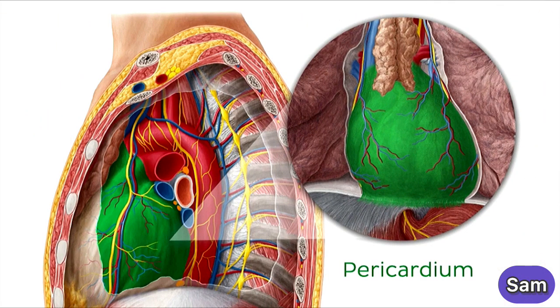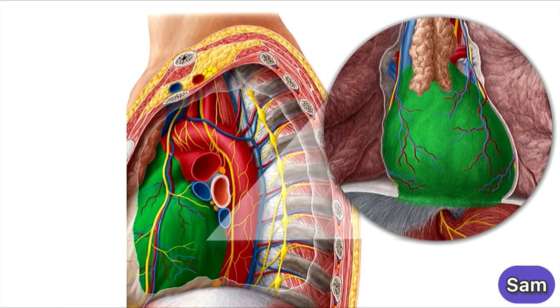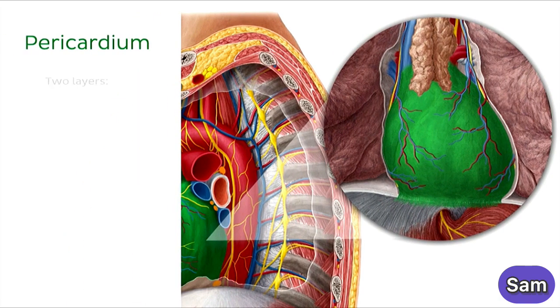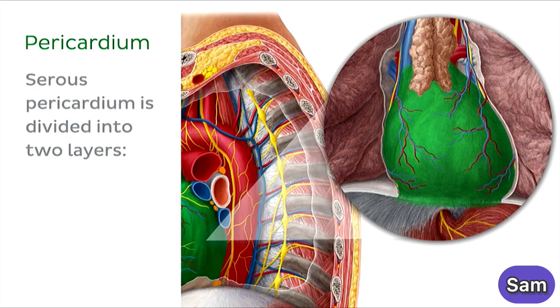On its outer surface, the epicardium is in contact with the pericardium. The pericardium has 2 layers, the fibrous pericardium and the serous pericardium. The serous pericardium is further divided into 2 layers, the parietal layer and the visceral layer. The parietal layer lines the fibrous pericardium, and the visceral layer actually forms part of the epicardium. Both of these layers secrete fluid, lubricating the heart to prevent friction during heart activity.